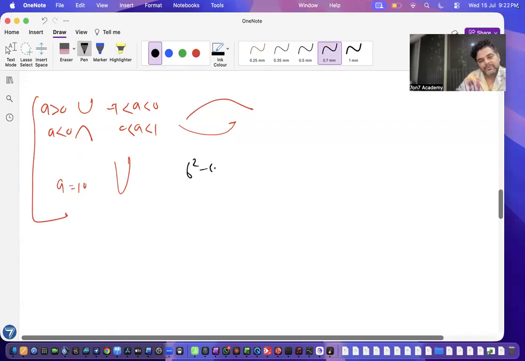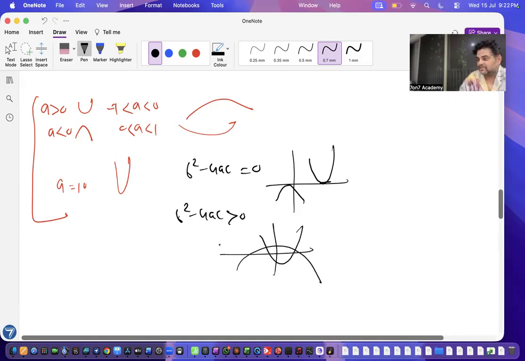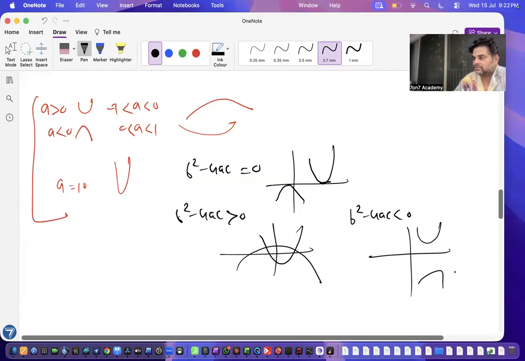If b square minus 4ac of the quadratic is 0, it means the curve comes and bounces back at the x-axis. If b square minus 4ac is more than 0, then it cuts twice. If b square minus 4ac is less than 0, then it doesn't touch; it goes up and down. Understand? So that is the constraint that you put.